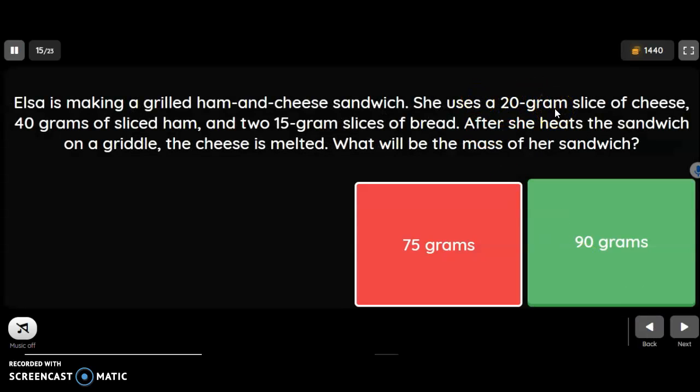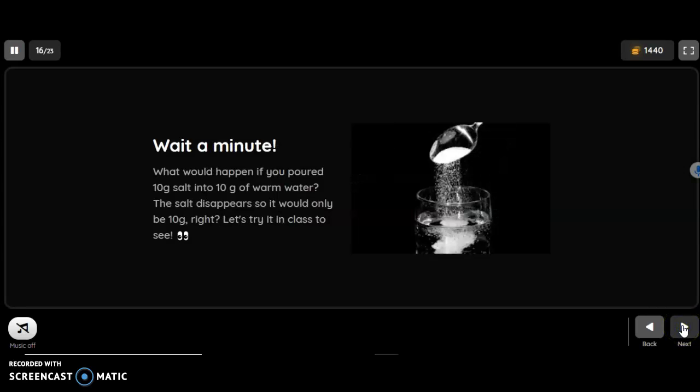20-gram slice of cheese, check. 40 grams of ham, check, that's 60. And two 15-gram slices of bread, that is 30, and 60 plus 30 is 90. We got tricked by a multi-step word problem, not by the science that we were doing today.